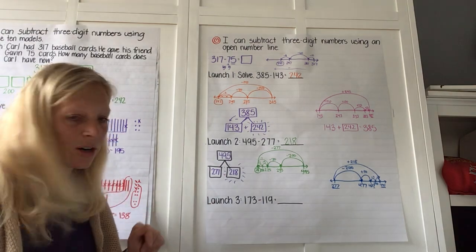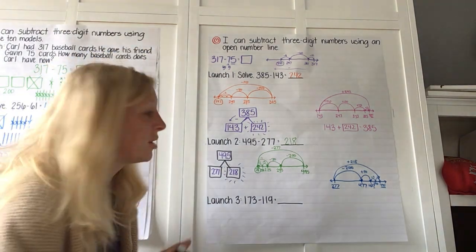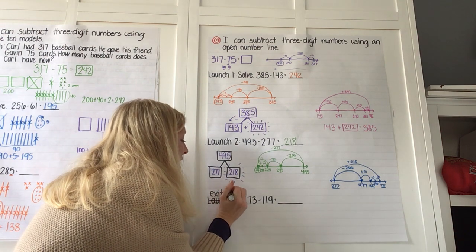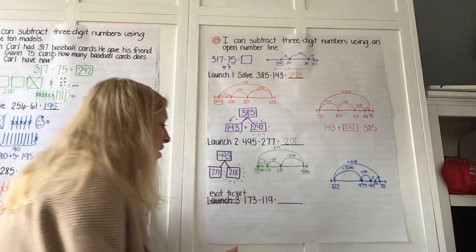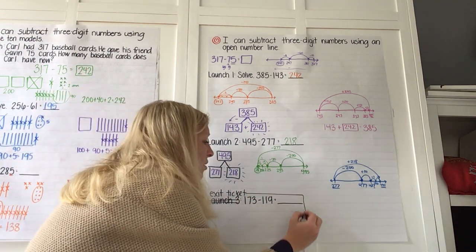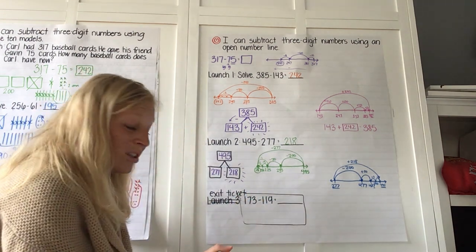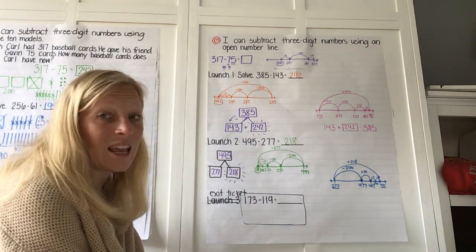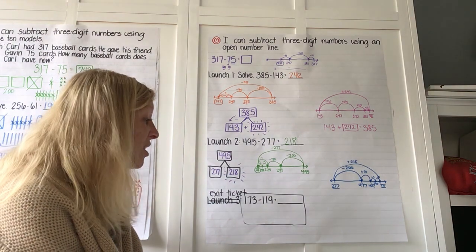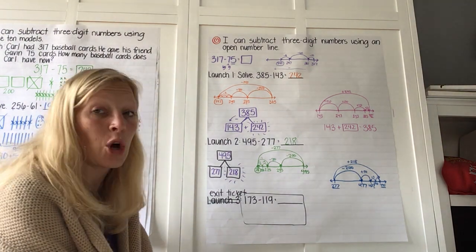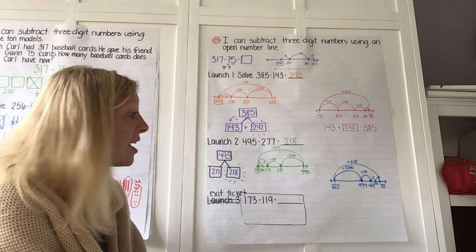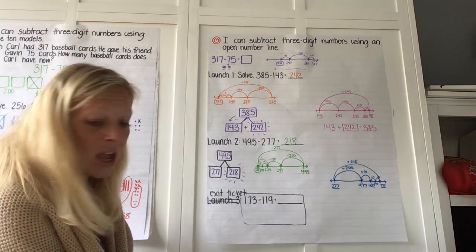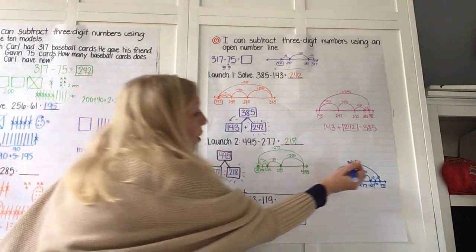So friends, this is our third launch, but I want you to be able to do it on your own. We're going to change that to your exit ticket. I want you on your own to show me using an open number line how to solve 173 take away 119. Remember to use that open number line to show your thinking and label your jumps, label where you're starting, and make sure that you show me where your unknown is.